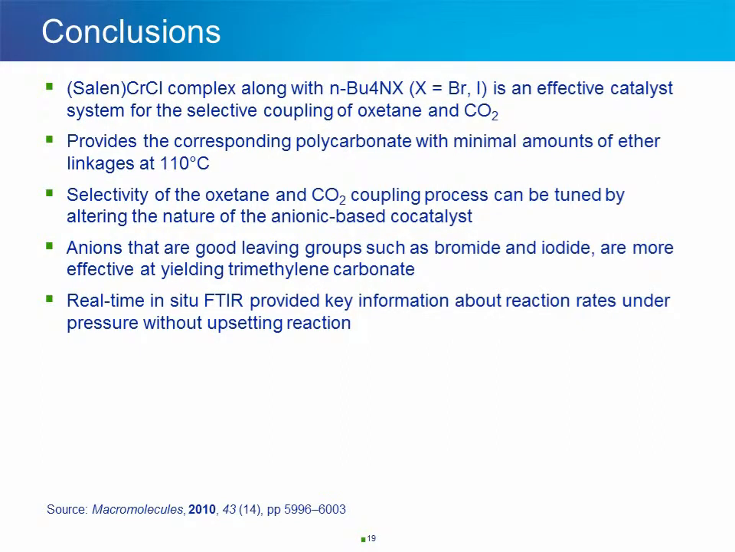The researchers concluded that they had shown that complex 1 along with cocatalyst, where the anions are bromide or iodide, is an effective catalyst system for the selective coupling of oxetane and CO2, providing the corresponding polycarbonate with minimal amounts of ether linkages at 110 C. The selectivity of the oxetane and CO2 coupling process can be tuned by altering the nature of the anionic base cocatalysts. Anions that are good leaving groups, such as bromide and iodide, are more effective at yielding TMC by a backbiting process at the early stages of the coupling reaction.